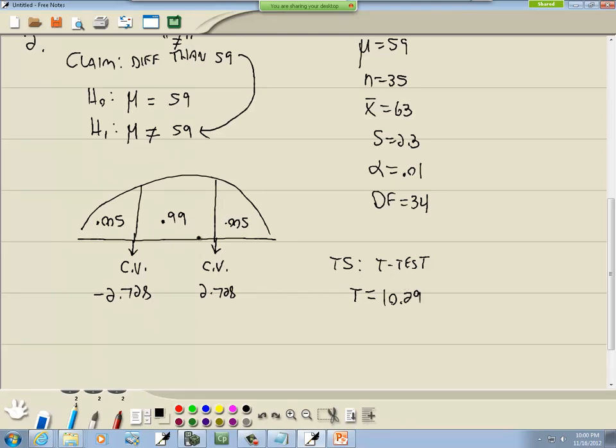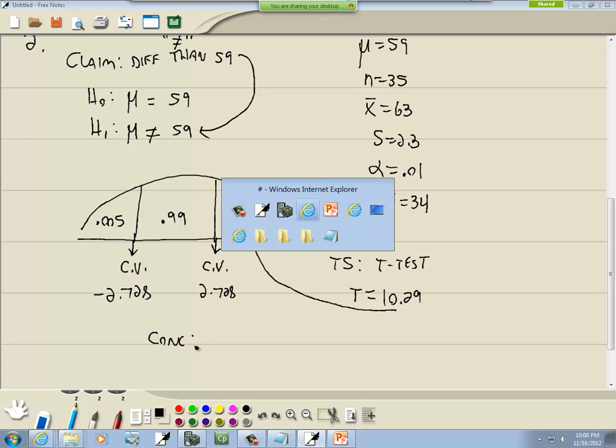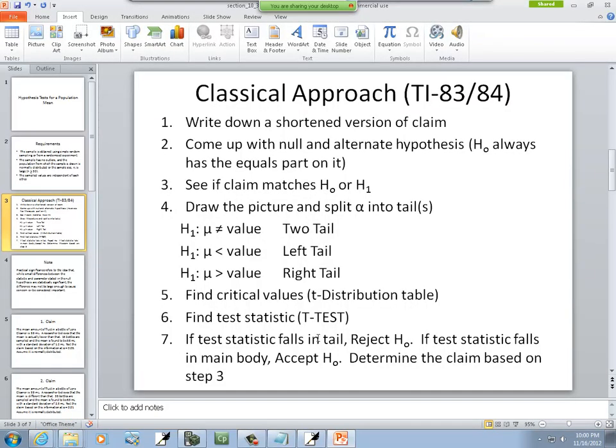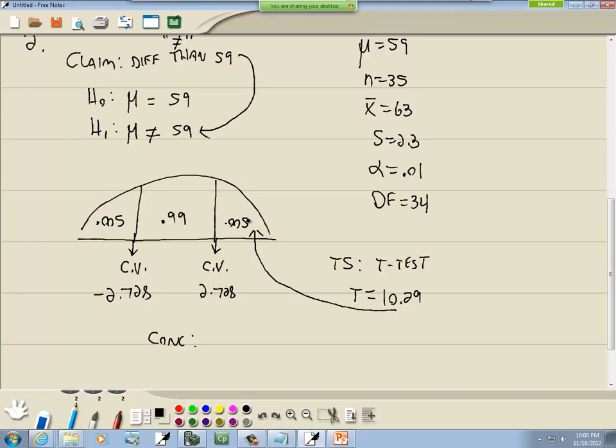Okay. Here's the number line. Here's negative 2.728. Here's positive 2.728. 10.29 would fall over here. So for a conclusion, if the test statistic falls in a tail, well, it falls in the right tail, doesn't it? It says we reject H naught. So we reject H naught, which means we accept H1. And since our claim matches H1, whatever we say about H1 is what we say about our claim. So we'll accept our claim.